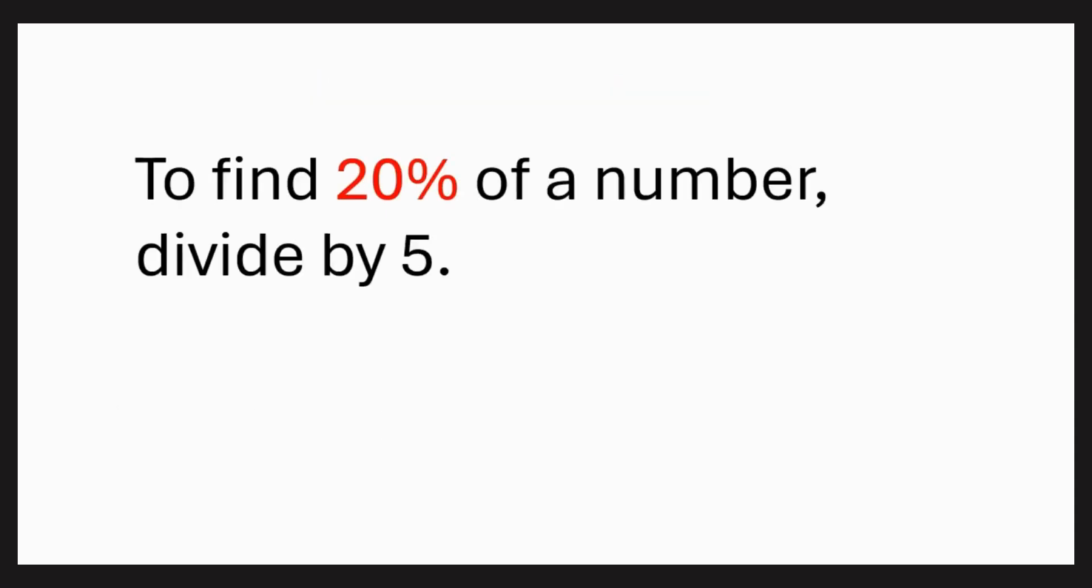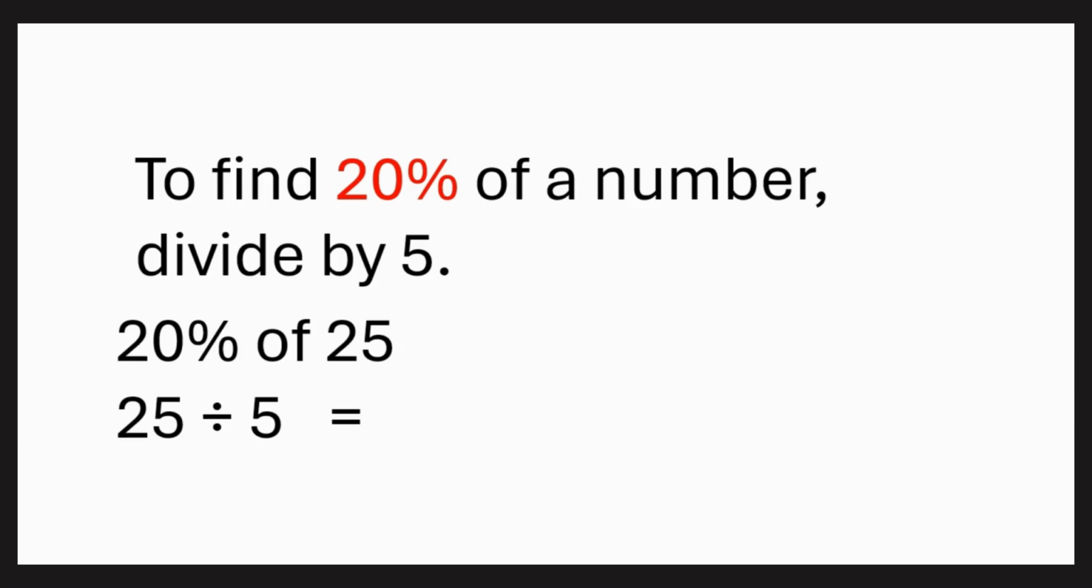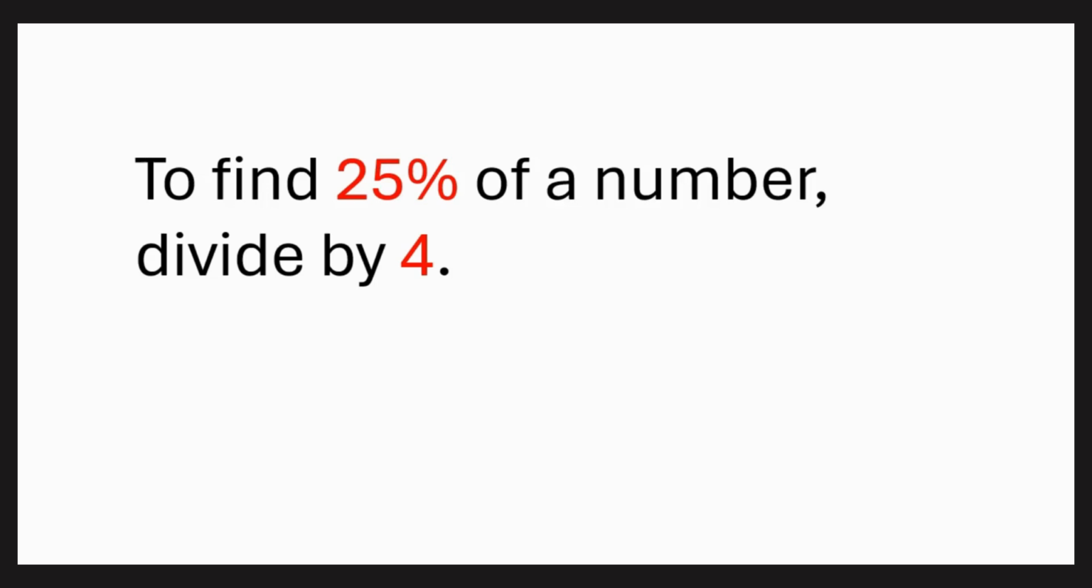Next, to find 20% of a number, you divide by 5. 20% is 1/5. So let's look at this example. 20% of 25. So let's divide 25 by 5, and that gives you 5, because 20% is 1/5, and 1/5 of 25 is 5.